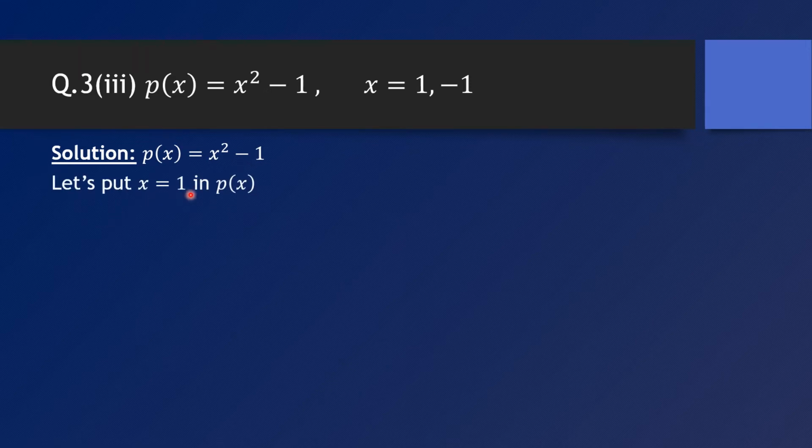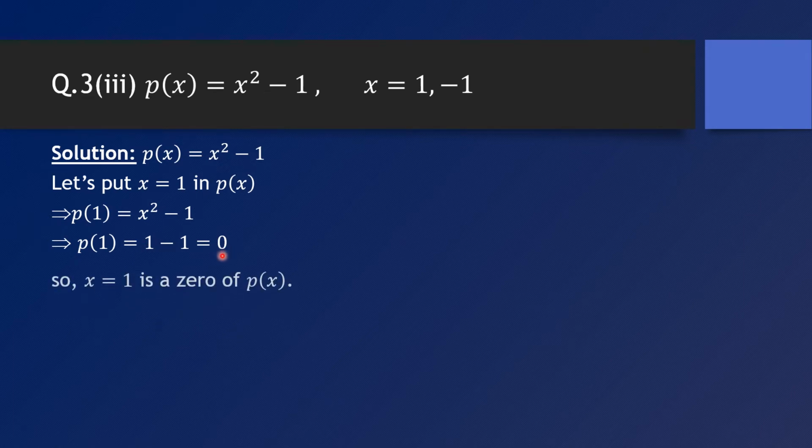Let's put x is equal to 1 in p of x. When we put x is equal to 1 in p of x, it will be p of 1, where in place of x you will put 1. 1 square is nothing but 1, minus 1, which is equal to 0. So x is equal to 1 is a 0 of p of x, because we are getting 0 as the answer by keeping 1 in the given polynomial.